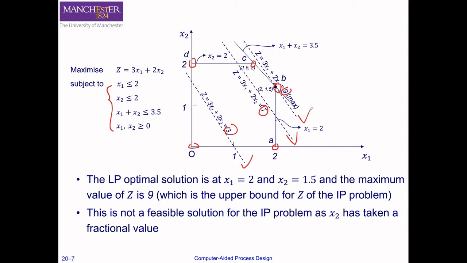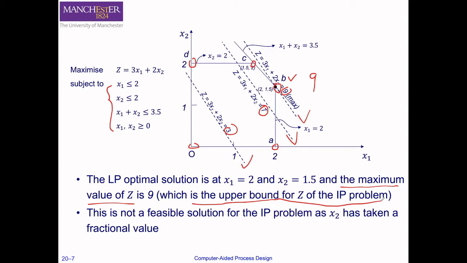When the straight line passes through the point B in the feasible region, the object function value is maximum, which is equal to 9. This maximum value of the object function is also the upper bound for the object function of the original integer programming problem. This is because this linear programming problem has a larger feasible region than the original integer programming problem.